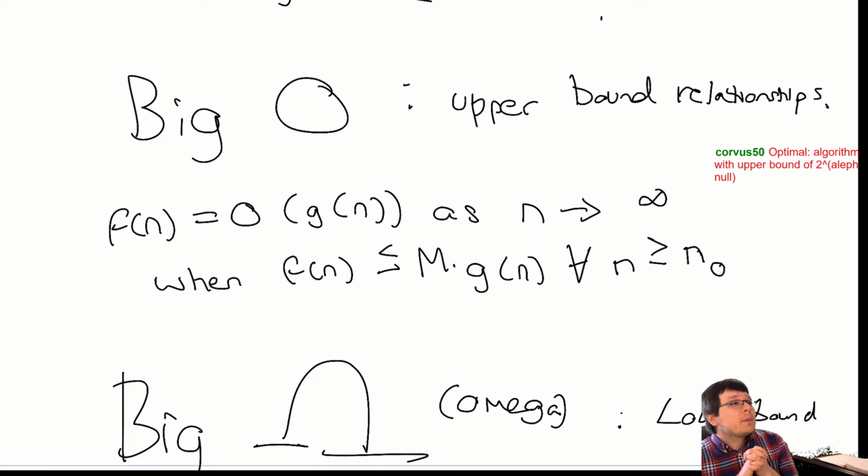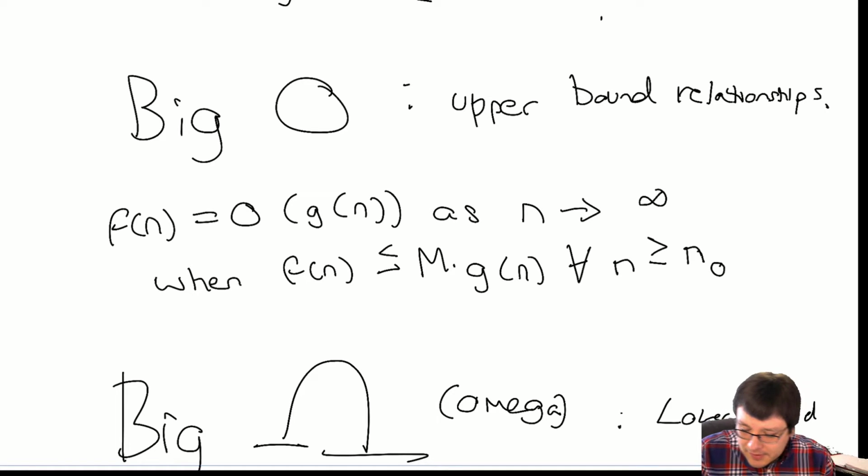Optimal algorithm with upper bound of 2. I left null. Well, I know you're making a joke, but you screwed that up. But anyways, yes, you can have that. And we will see examples of that. But yes, these are all good questions, so keep them coming. I like them. Okay.